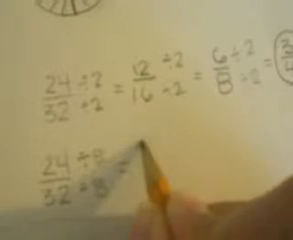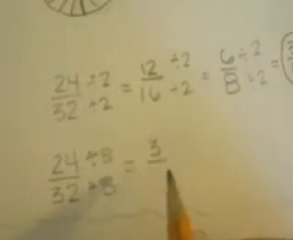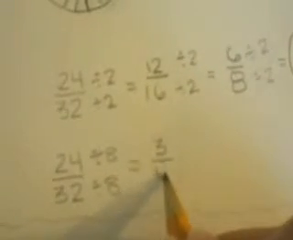24 divided by 8 is 3. 32 divided by 8 is 4. So our final answer is 3/4. We get the same answer no matter what we choose to divide with in the beginning, but if you do choose a smaller factor, you'll notice you have to do a little bit more work.